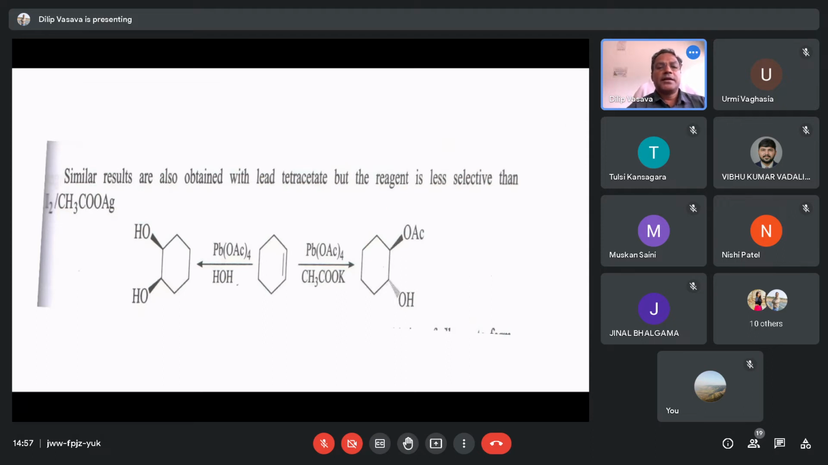Now here the Prevost condition is utilized for the compound cyclohexene. This can also be possible with lead tetraacetate, but it is less selective than the Prevost reagent. Lead tetraacetate is also a good oxidizing agent, but in comparison to the Prevost condition, it is much lower, though it is also utilized as an oxidizing agent.